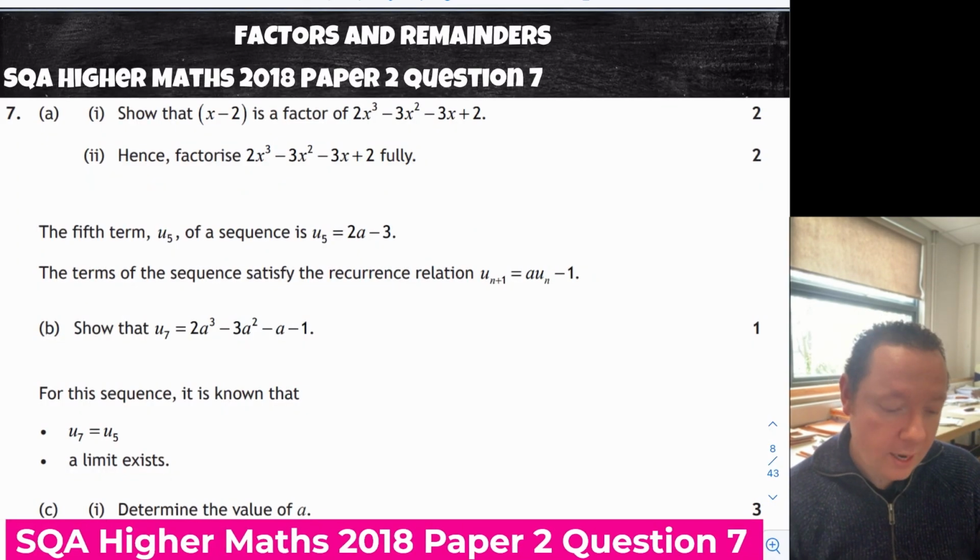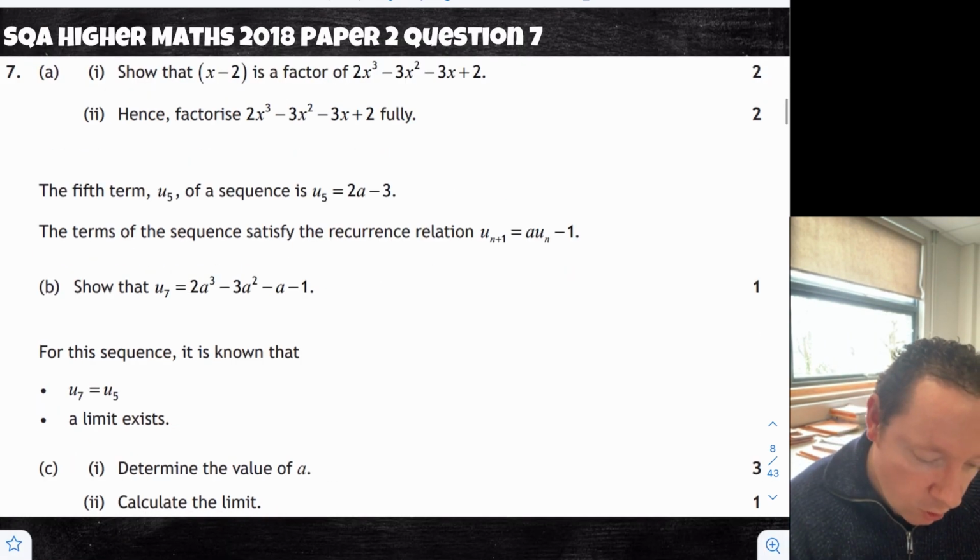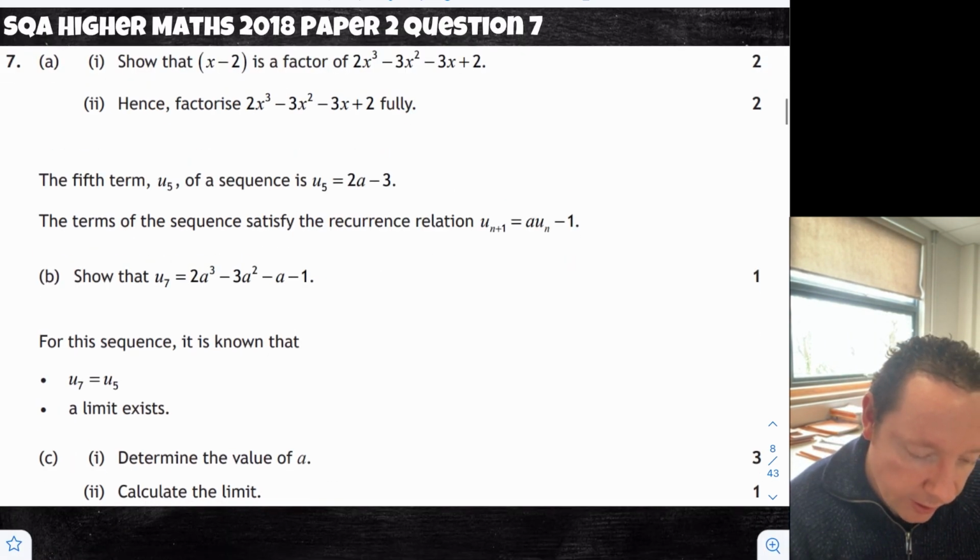Factors and remainders, SQA Higher Maths 2018, paper 2, question 7. Part A, show that x minus 2 is a factor, then factorise fully. Then part B is a sequence question. Sequence is not in the course this year, but I'll show part B anyway for the sake of completeness. Show that x minus 2 is a factor of 2x cubed minus 3x squared minus 3x plus 2.